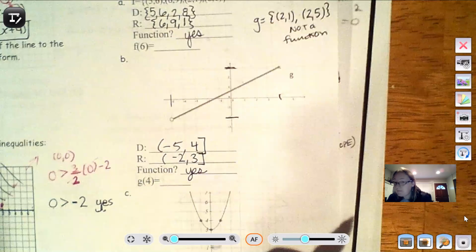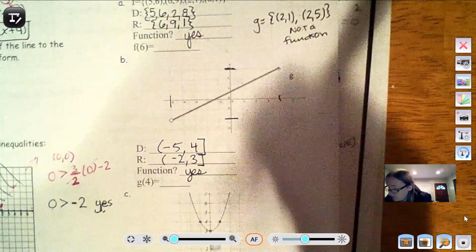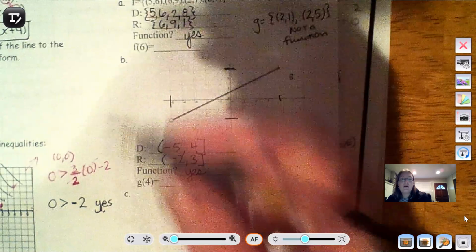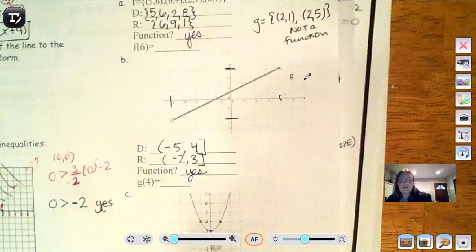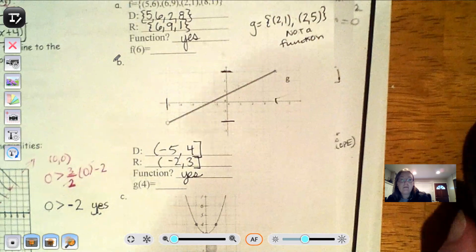Because -5 isn't even in that list. Oh, this has to do with this graph. Okay, we're on a different one, okay, sorry.